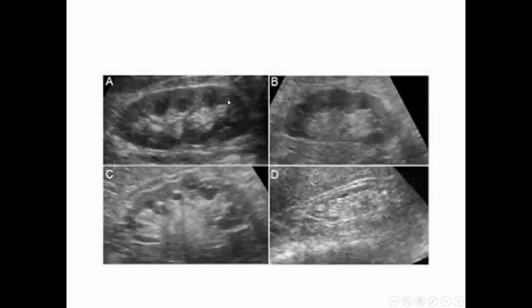Okay, so this is to show you how the kidney changes when it becomes diseased. This is a normal looking kidney. You can make out the pyramids, you can make out the cortex. Now, if you lose this differentiation between the pyramids and the cortex, we say loss of corticomedullary differentiation. It becomes difficult to differentiate between the pyramids and the cortex, and the thickness of the cortex is also reduced.